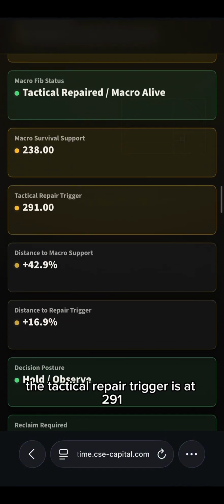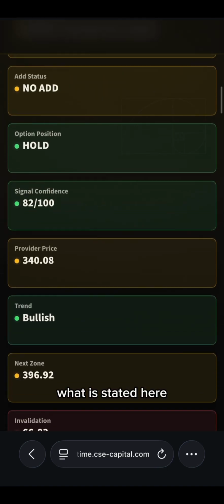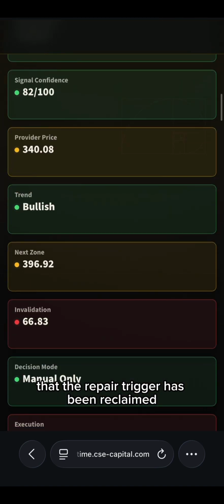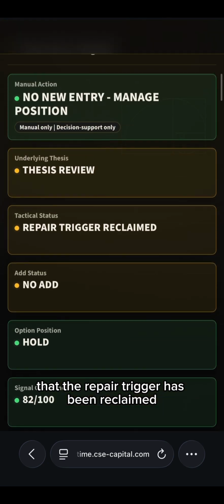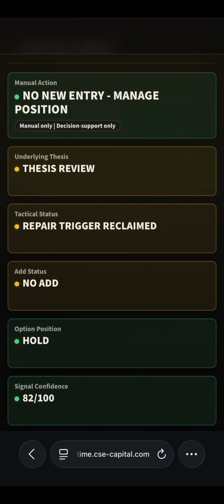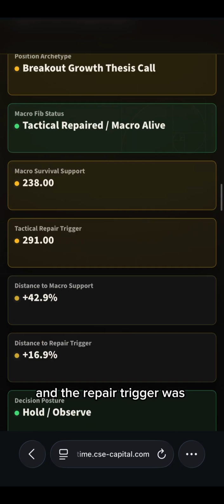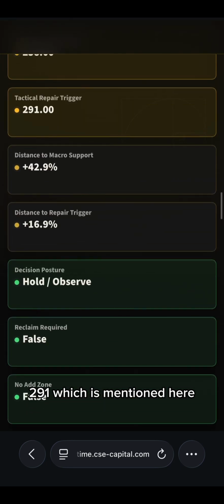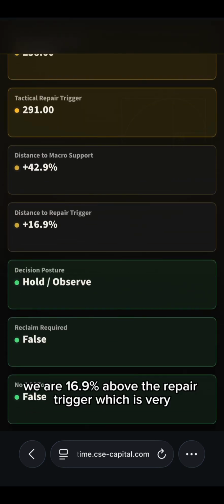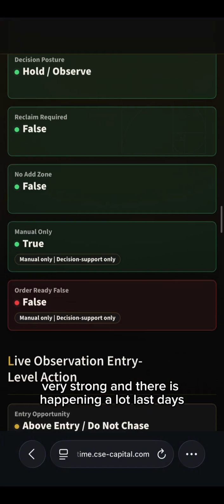As you can see here, the tactical repair trigger is 291. What is stated here is that the repair trigger has been reclaimed. That's what I wanted to show. The repair trigger was 291, which is mentioned here. We are 16.9% above the repair trigger, which is very strong.